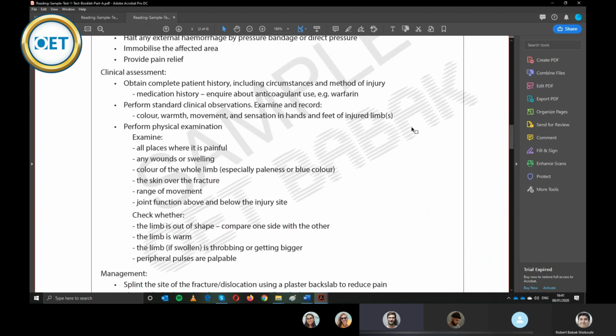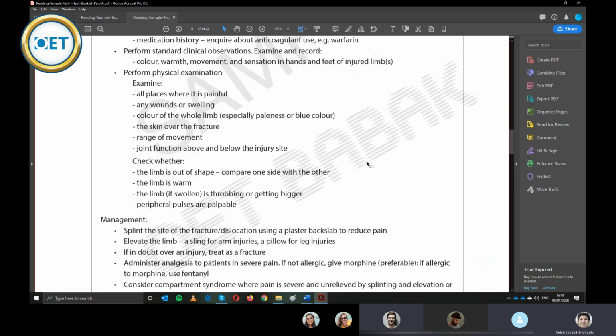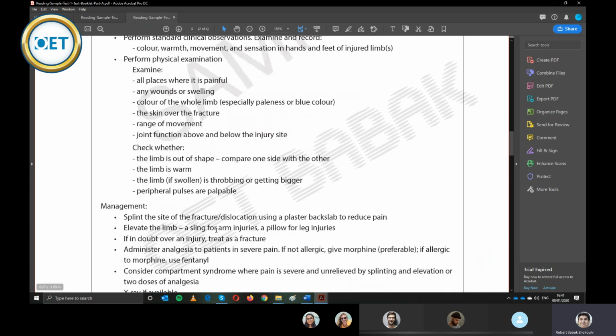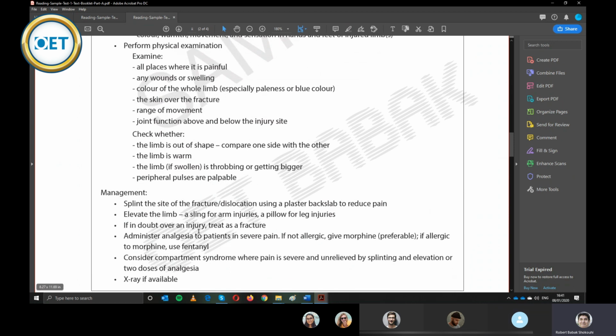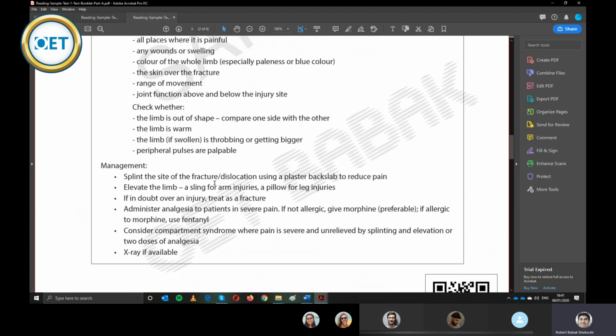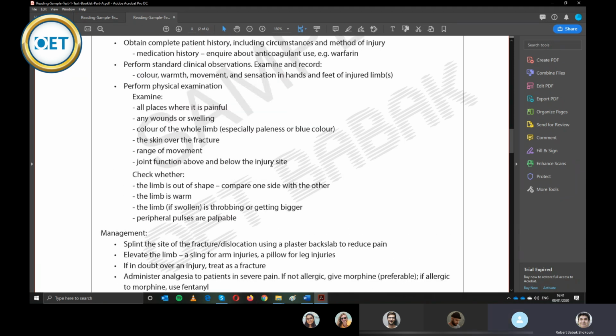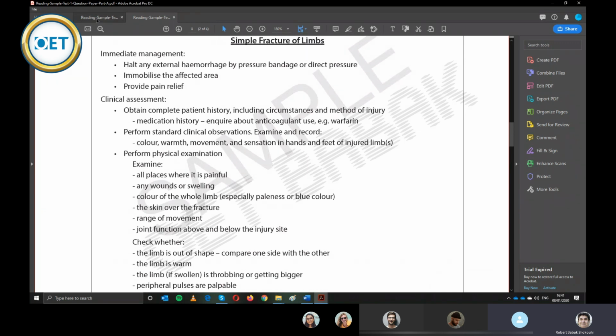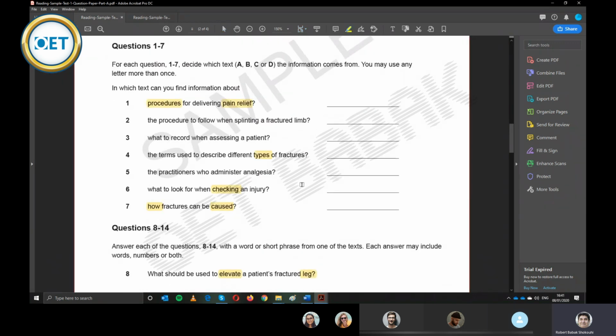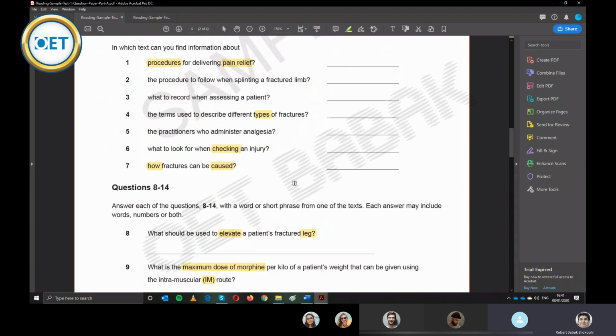Fear management. Yep, exactly. That is elevate limb, sling, pillow. Okay, so these are the procedures. These are the things. So basically, that is B. Okay. So as you can see, we don't even need to read the text. In seven questions, we can quickly answer them.